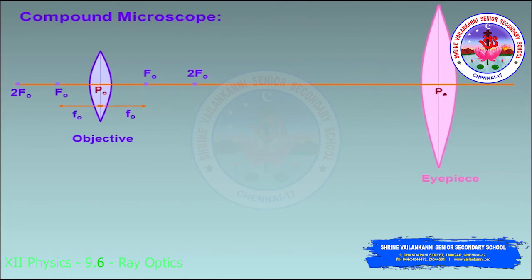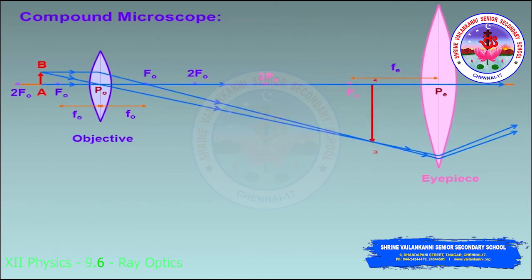So we can see the working. When the final image is formed at the least distance of distinct vision, the object AB which is viewed is placed at a distance U0, slightly larger than the focal length F0 of the objective. Is it right? So the objective forms a real, inverted and magnified image A'B' of the object AB.